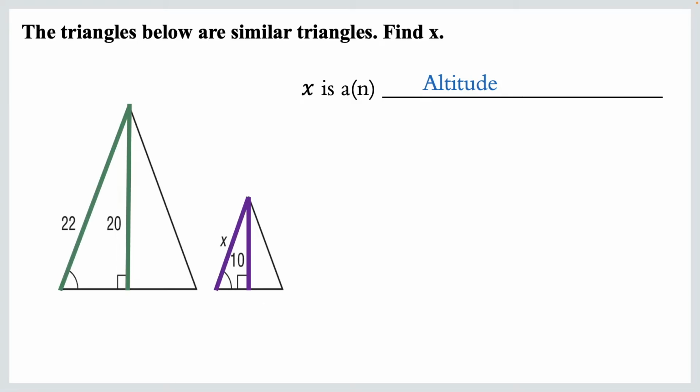And now we can set up our proportions. 20 over 10 equals 22 over x. Cross multiply, 220 equals 2x, and divide. So x equals 11.